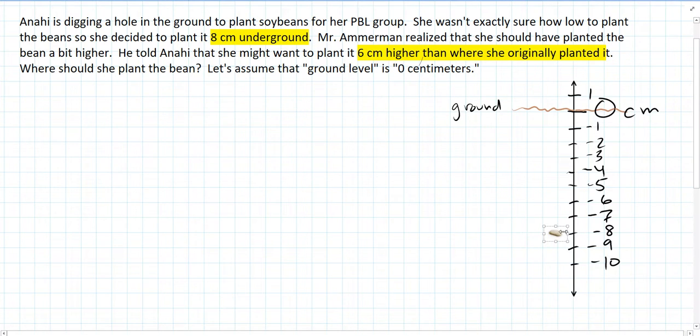So this is where we started, at negative 8, and she's just going to have to move it up 6 centimeters, right? So let's move the bean 1, 2, 3, 4, 5, and 6 centimeters. So she wants to plant it at negative 2 centimeters. Instead of negative 14, like we might want to say, we're actually going to plant it at negative 2 centimeters. And it's important that we say the negative because it's underground. Okay.